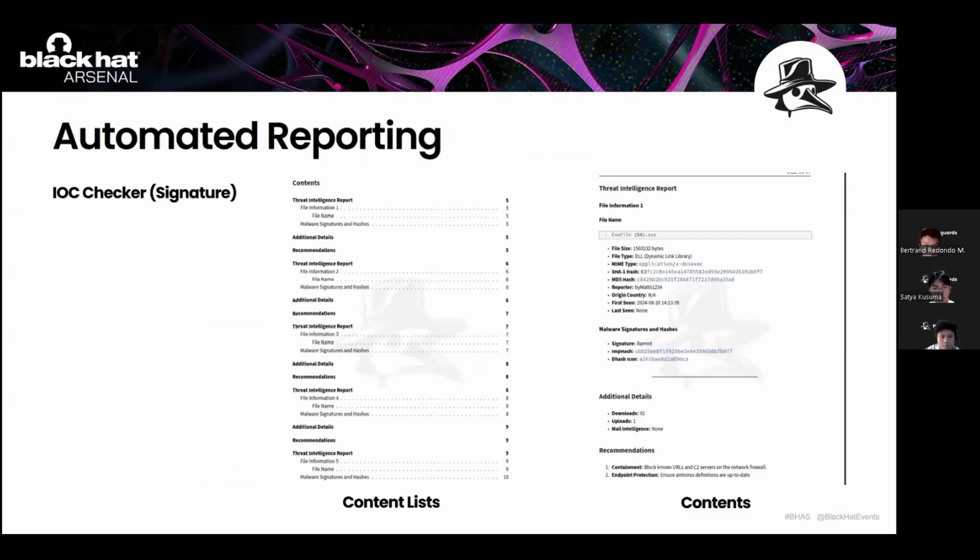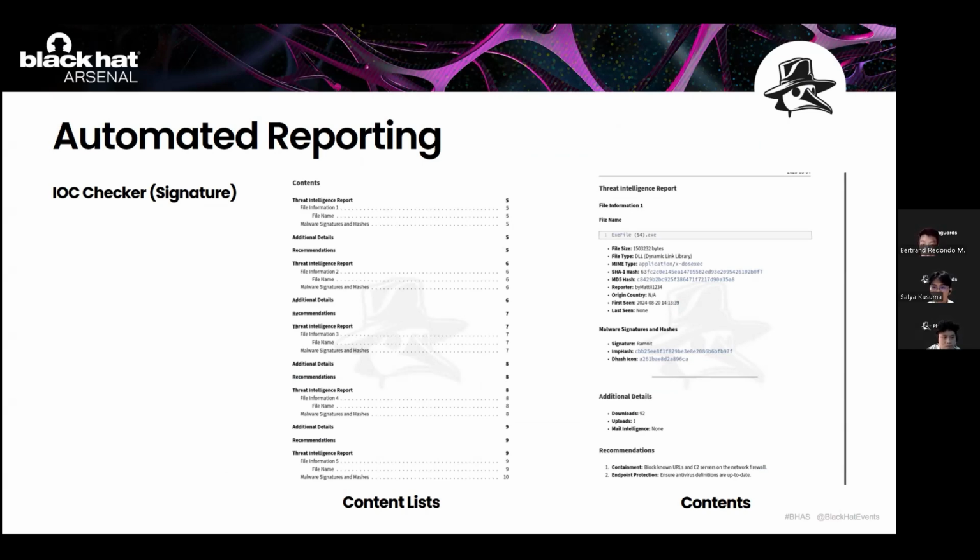Now this is for the report results. The first one is for the IOC checker feature where the signature parameter is used. As we can see in the content list, we have three main lists. The first one is the threat intelligence report. The second one is additional details, and the third one is the recommendations. From the threat intelligence report, we have some subclasses such as file information and malware signature and hashes information. On the right picture, we can see the details of the file information, the additional details and the recommendations.